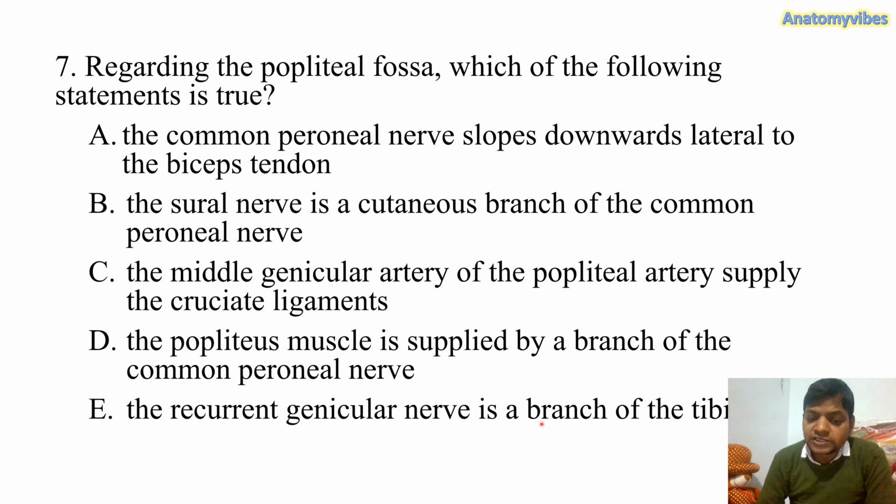Recurrent genicular nerve is a branch of tibial nerve. So this is again incorrect. Recurrent genicular nerve is a branch of the common peroneal nerve. So hope this is clear to you.